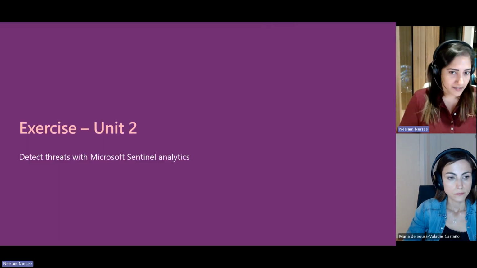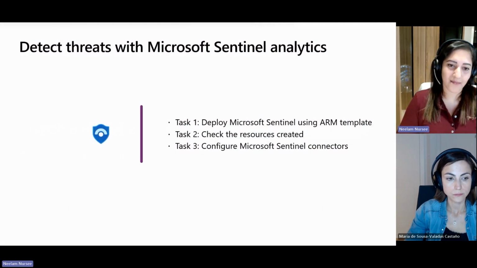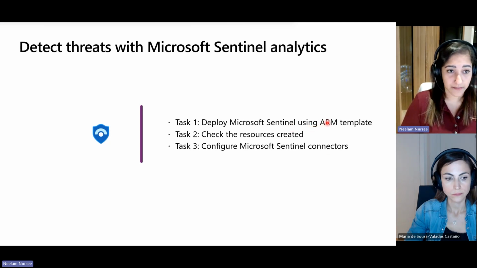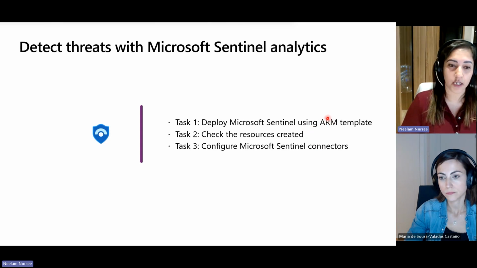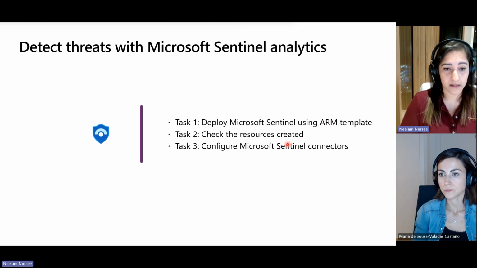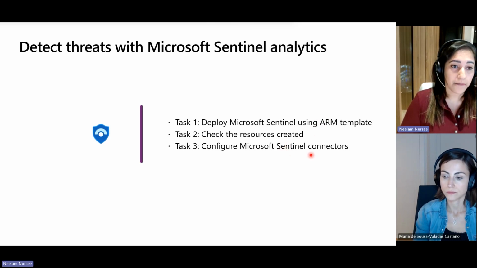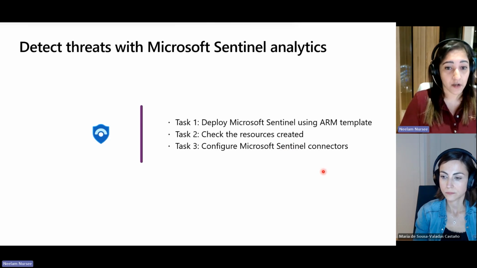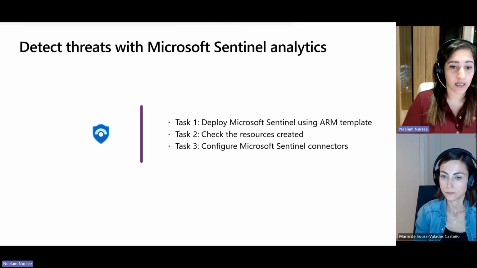And we have our first exercise. In this one, we are going to cover 3 tasks. First of all is to deploy Microsoft Sentinel using an Azure Resource Manager template, or ARM template. We are going to check the resources that we created, and we are going to configure Microsoft Sentinel connectors. So again, feel free to follow along if you have an Azure subscription, but if you don't, then don't worry, you can just watch and do it later.